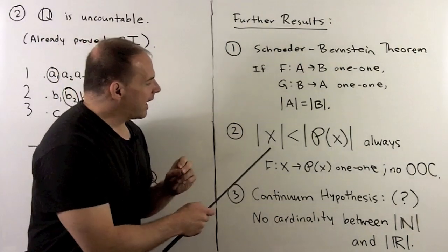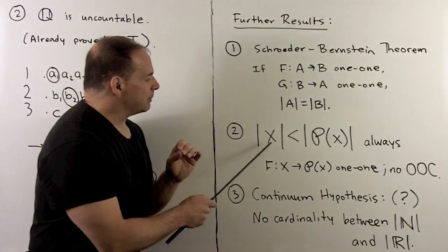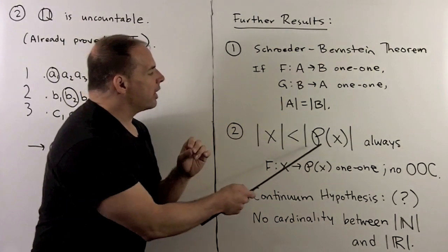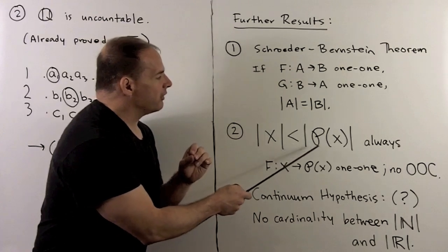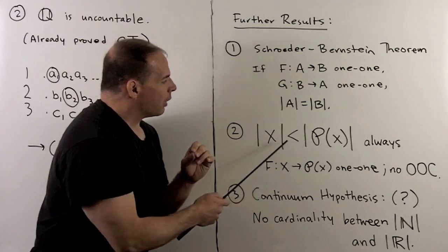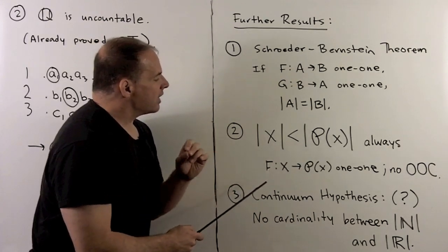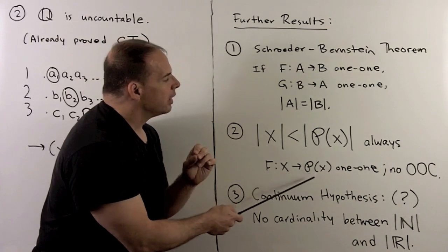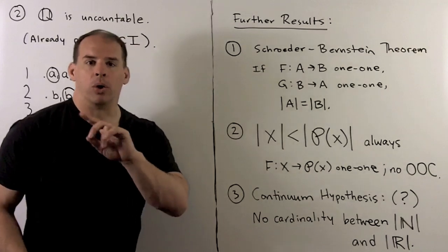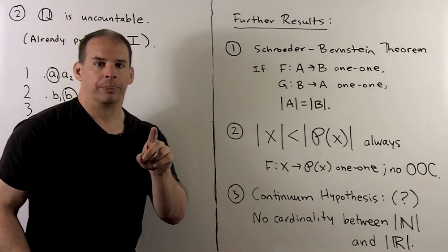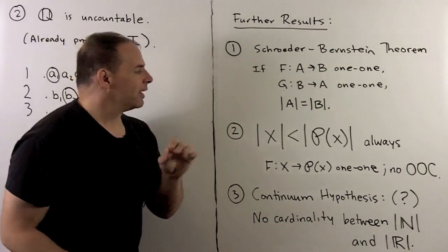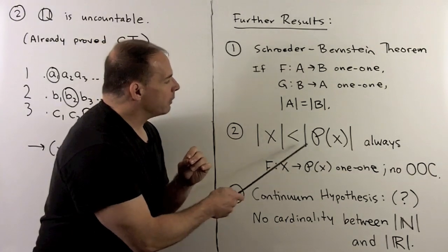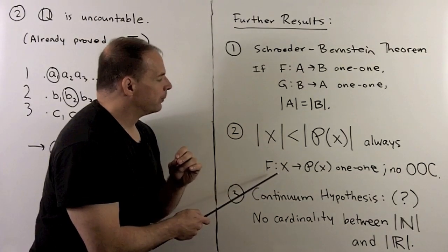Next, we have the statement that if I take any non-empty set X, its cardinality is going to be strictly less than the cardinality of its power set. Now, what do we mean by this here? This says that we have a 1-to-1 map F carrying our set to its power set, but we don't have a 1-to-1 correspondence between the two. So by Schroeder-Bernstein, that says there's no 1-to-1 map from the power set back to the set.